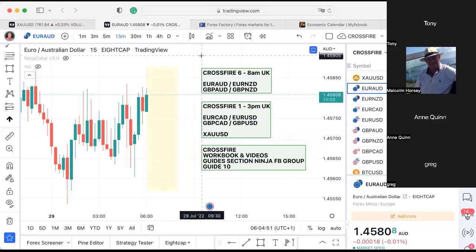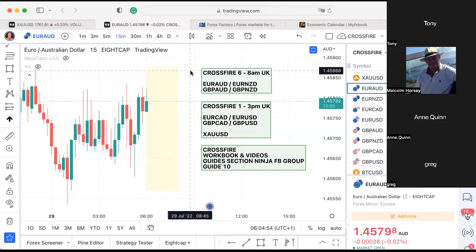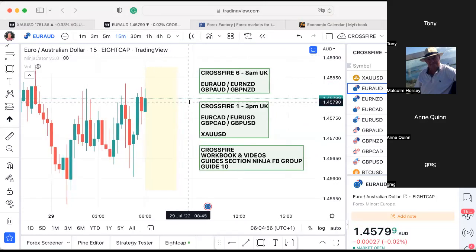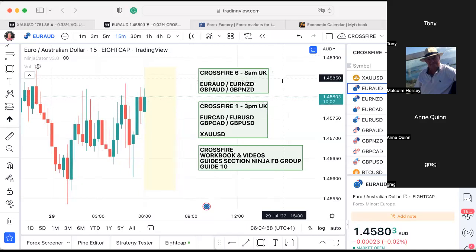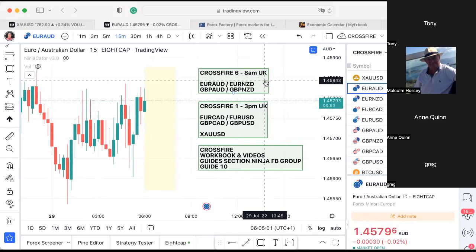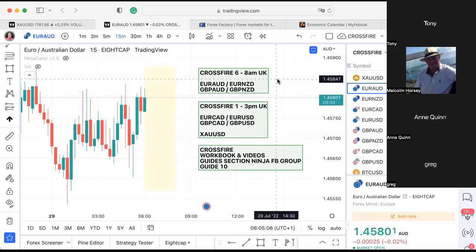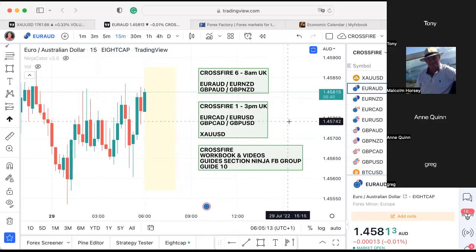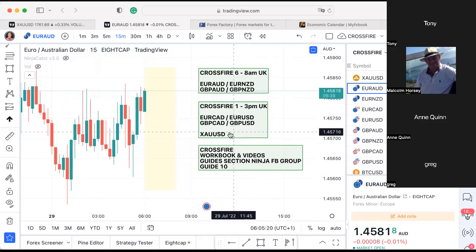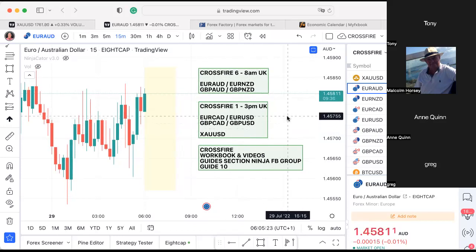It's now 4 minutes past 6 in the UK. I've actually put this up for any newcomers. This is what we're doing this morning. We look at 4 pairs between 6 and 8 each day. Those are the 4 pairs. At lunchtime, we can do the same thing between 1 and 3, but we look at 4 different Forex pairs, and I also look at gold. John McLaughlin is doing a 1 o'clock session on Crossfire today.